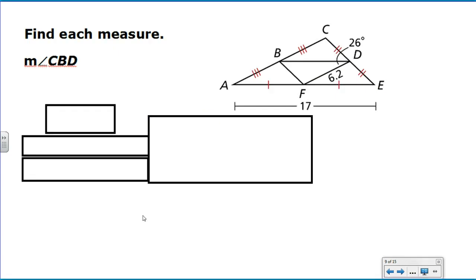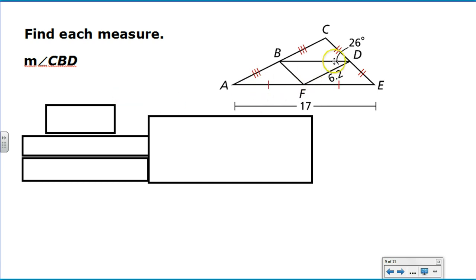Find each measure, the measure of angle CBD. What will we do? Well, we know that BD again is a midsegment, isn't it? Because we see that B is a midpoint of AC, D is a midpoint of CE. So this is a midsegment. So we know it's parallel to AE, don't we? We know it's definitely parallel, which could help us in determining angles, couldn't it?